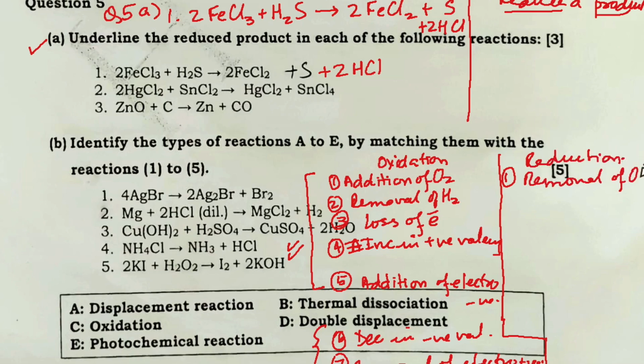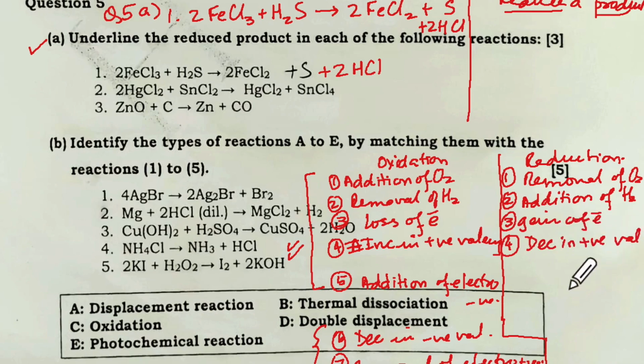Removal of O2. Tell me second one. Addition of. Third one. Gain in. Gain of electrons. Then what is the fourth one? Decrease in positive valency. Okay, and the fifth one is what? Removal of electronegative. Okay, as I told you, 6th and 7th keep on hold. They are not so important.